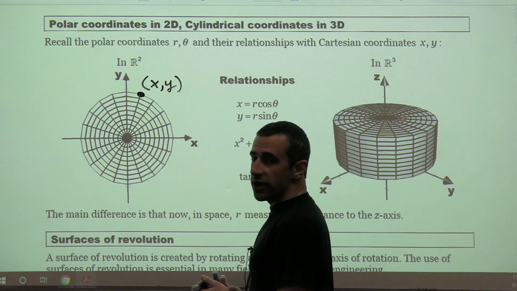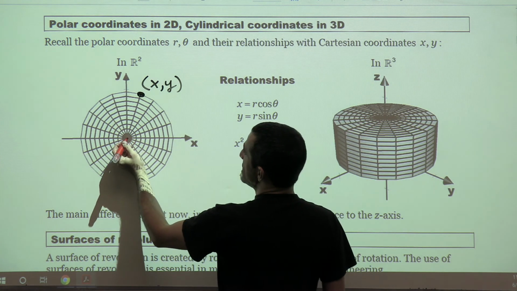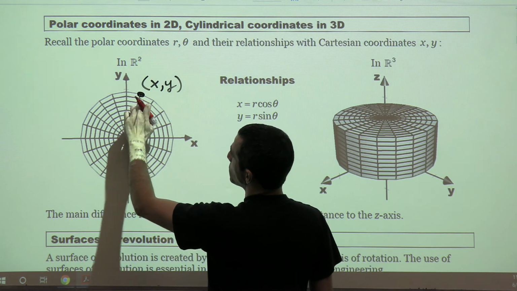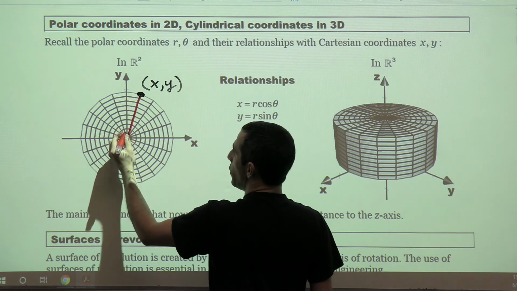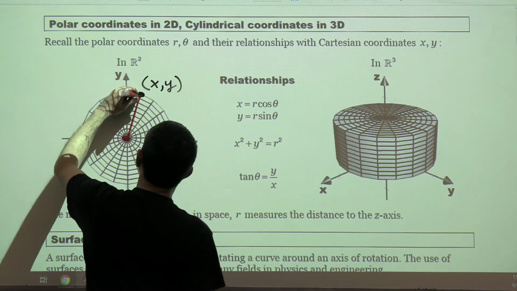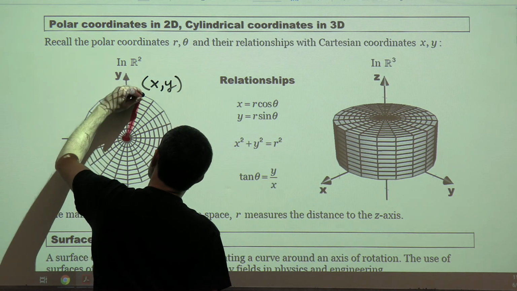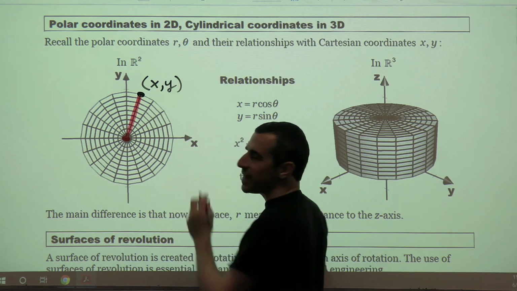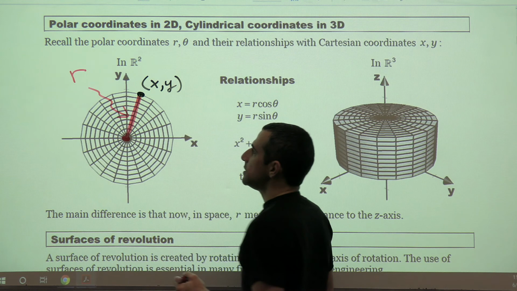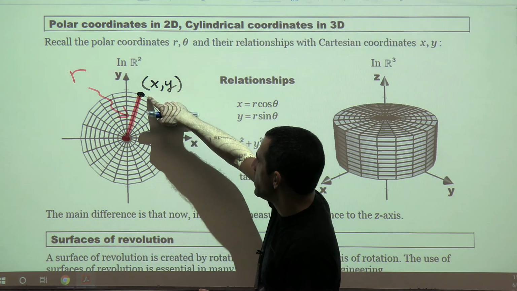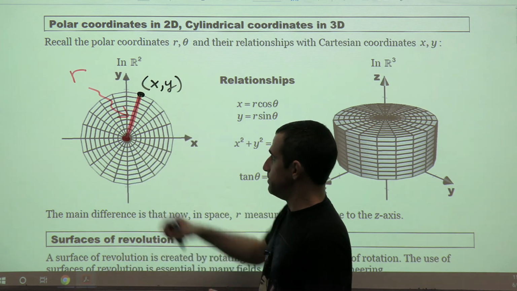So where are r and theta in this picture? To understand r, you have to imagine the segment that connects the point x y to the origin. So if you look at this segment right here, which goes from the point x y to the origin, that segment has a certain length. That length is r. So r is literally the distance from the point x y to the point 0, 0, the origin in the plane.